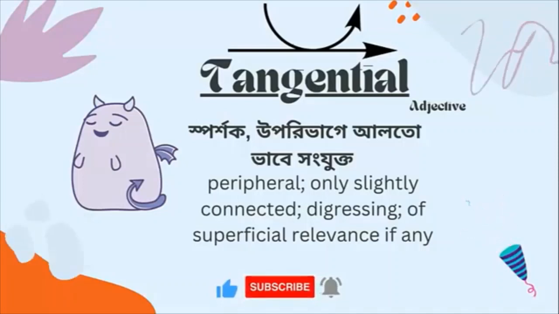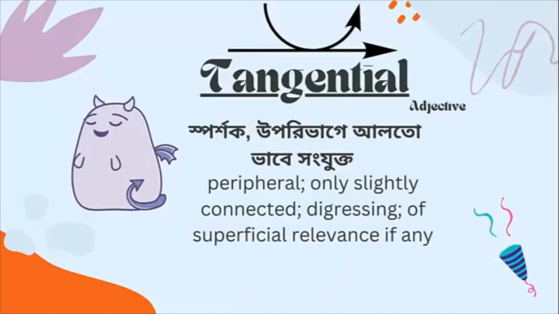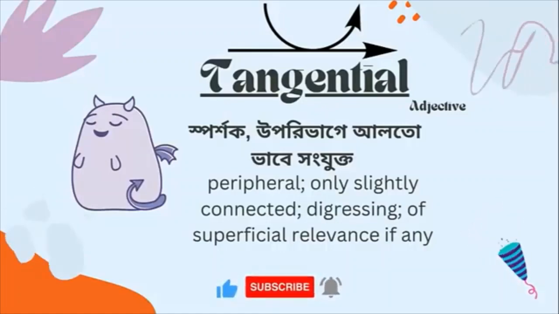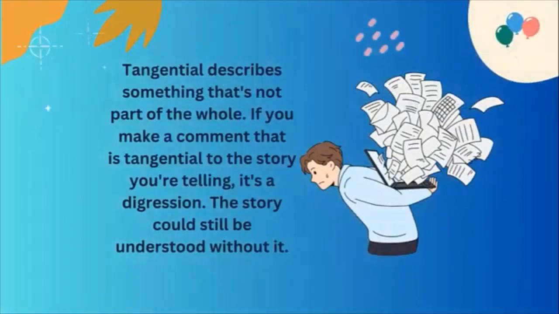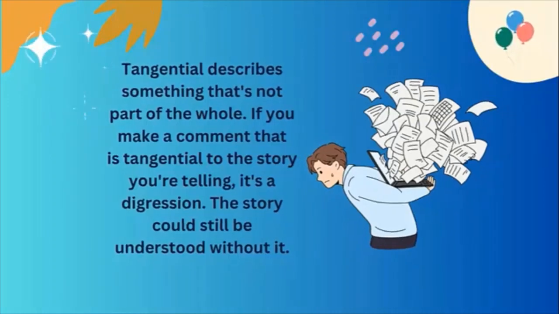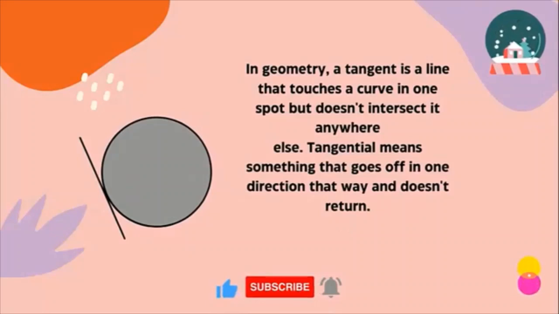Tangential, স্পর্শক, উপরিভাগে আলতোভাবে সংযুক্ত, peripheral, only slightly connected, digressing, of superficial relevance if any. Tangential describes something that's not part of the whole. If you make a comment that is tangential to the story you're telling, it's a digression. The story could still be understood without it. In geometry, a tangent is a line that touches a curve in one spot but doesn't intersect it anywhere else. Tangential means something that goes off in one direction that way and doesn't return.